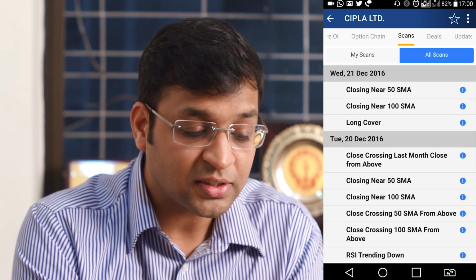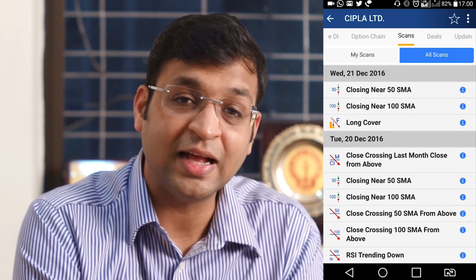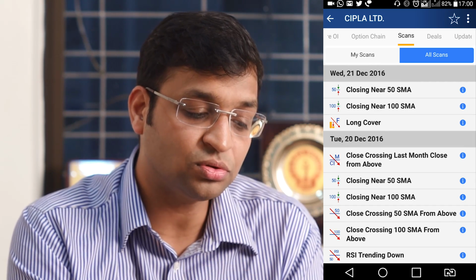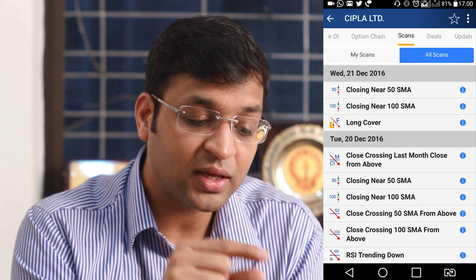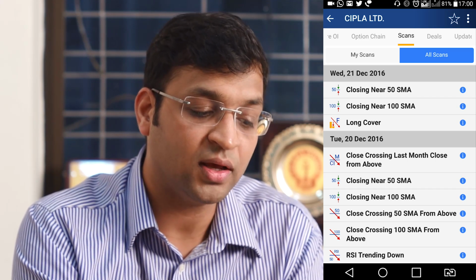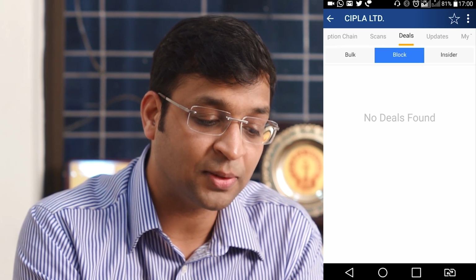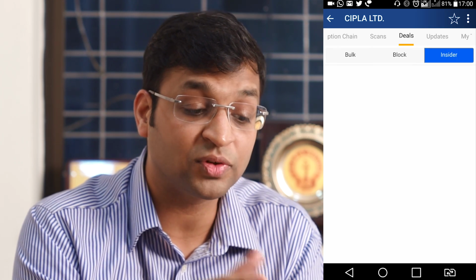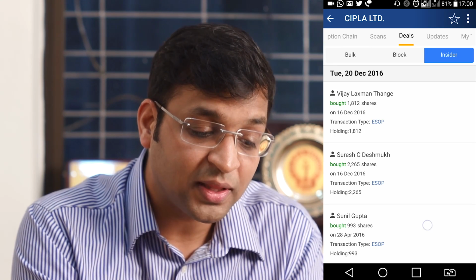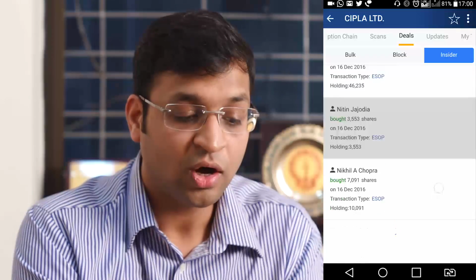Apart from this, we have a beautiful section called the scan section. Scan helps you to see what this stock is doing technically every day. Apart from this, you have filtered deals. So with respect to the stock Cipla, you know what the bulk deals and block deals were for the last 5 years and what the insider deals were for the last 5 years of Cipla.